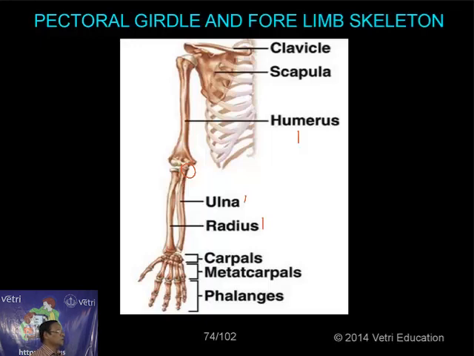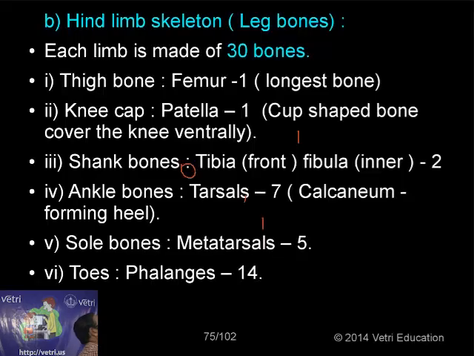So only the thumb alone has 2 phalanges. The remaining 4 have just 3 phalanges each. Now the hind limb skeleton. Here too we have the hind limb formed of 30 bones, the same arrangement.